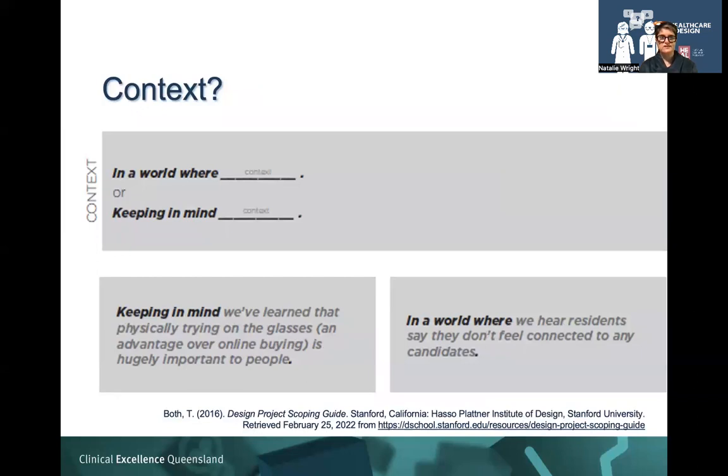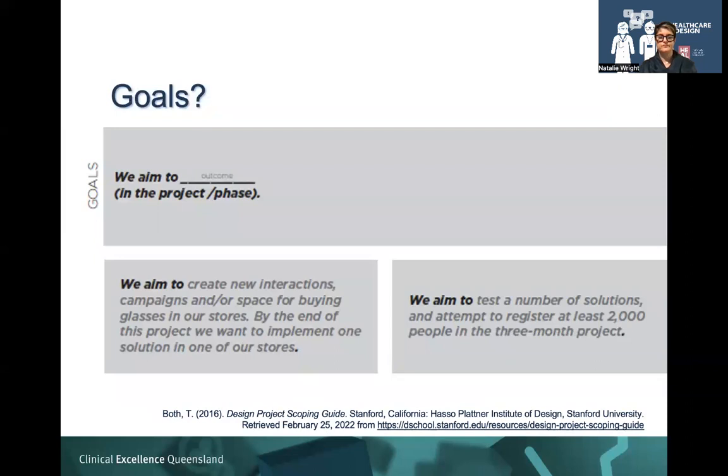Thirdly, the context. So in a world where, or keeping in mind something, an example of this might be keeping in mind we've learned that physically trying on the glasses, an advantage over online buying, is hugely important to people. That's your insight from the data that you've collected. In terms of the team's goals, we aim to, in the project, for example, we aim to create new interactions, campaigns, and or space for buying glasses in our stores. By the end of this project, we want to implement one solution in one of our stores.